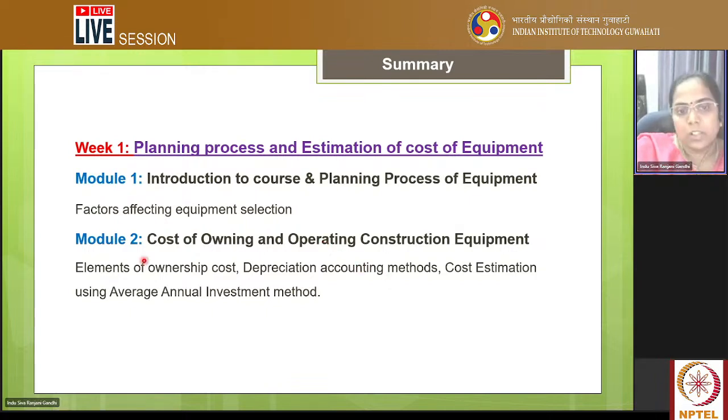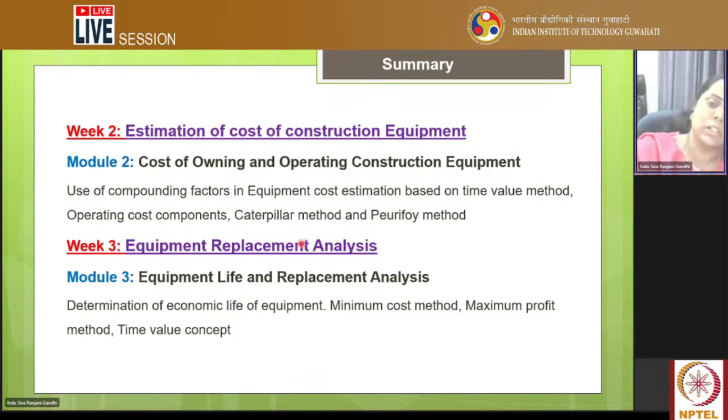Okay, so we discussed different methods: the approximate method, the average annual investment method, and the time value method. In the time value method, we saw how to consider the appropriate compounding factors and compare the cash flows which are occurring at different time periods. We worked out examples on how to use various compounding factors in equipment economics.